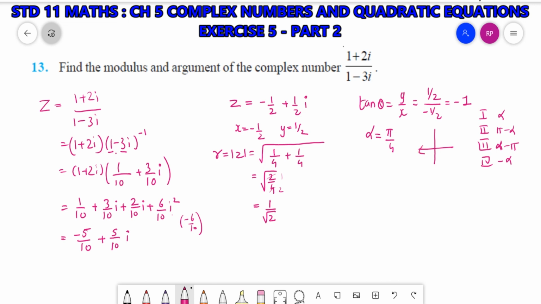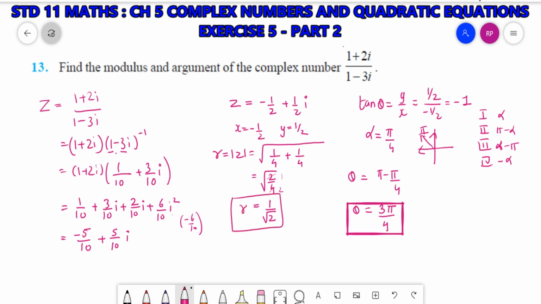Now which quadrant is it? x is negative this way, y is positive this way. So here this will be in the second quadrant. For the second quadrant, it's pi minus alpha. So the argument theta is equal to pi minus pi by 4. So theta is equal to 3 pi by 4. This is the argument and this is the modulus. Okay, so this was about question number 13. So just note it down.